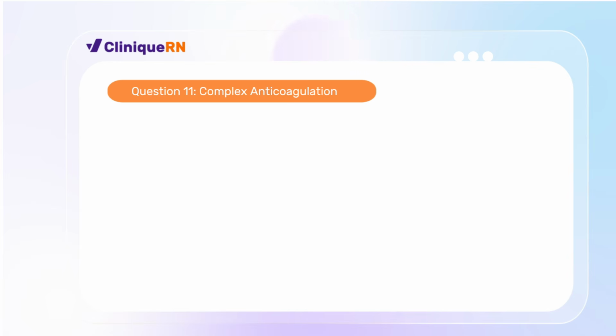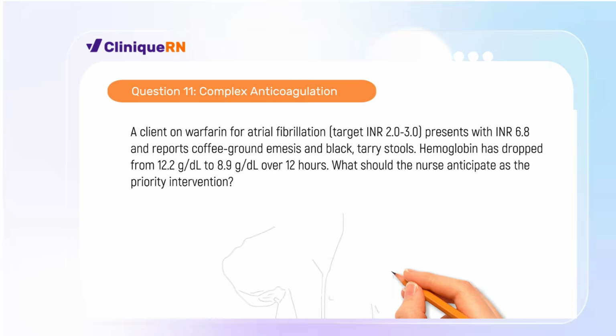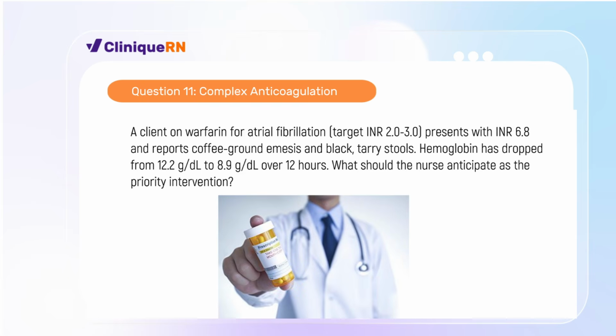Question 11. Complex anticoagulation. A client on warfarin for atrial fibrillation, target INR 2.0 to 3.0, presents with INR 6.8 and reports coffee ground emesis and black tarry stools. Hemoglobin has dropped from 12.2 grams per deciliter to 8.9 grams per deciliter over 12 hours. What should the nurse anticipate as the priority intervention?